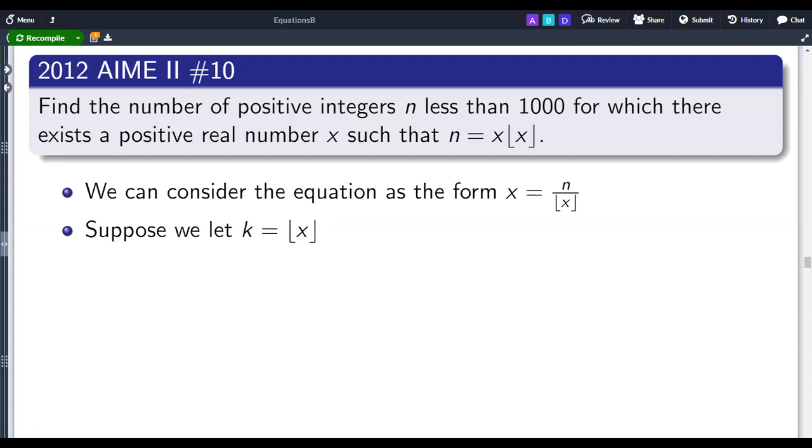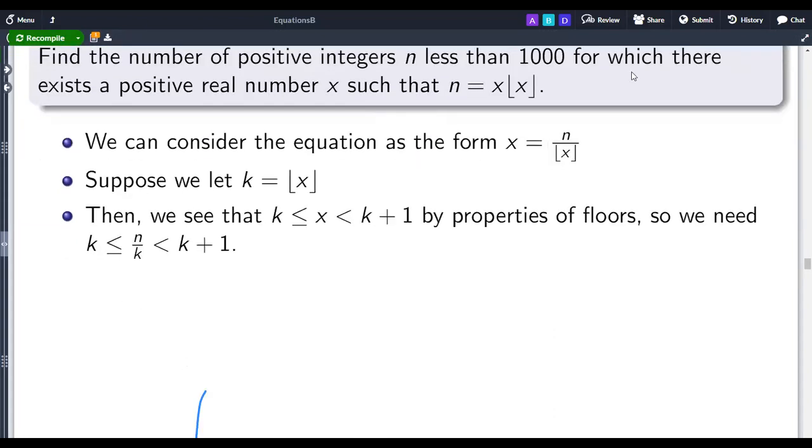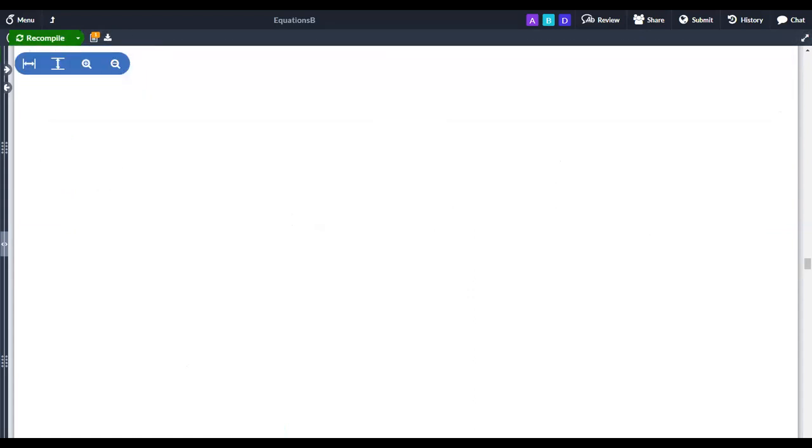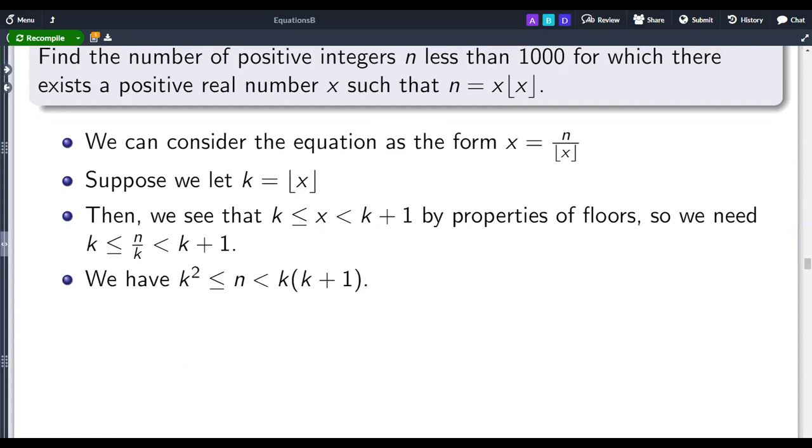So that's our general approach here: we want to bound n by using bounds on x and floor of x. If we let k equal floor of x just for ease of typing, then we'll see that this is true, because floor of x is always at most x, but x is always less than floor of x plus 1. So if we replace all that with k, we can get this really nice bound on n in terms of k, and this is actually very useful because this essentially reduced it down.